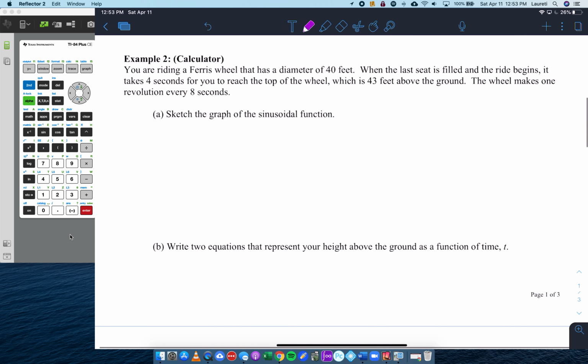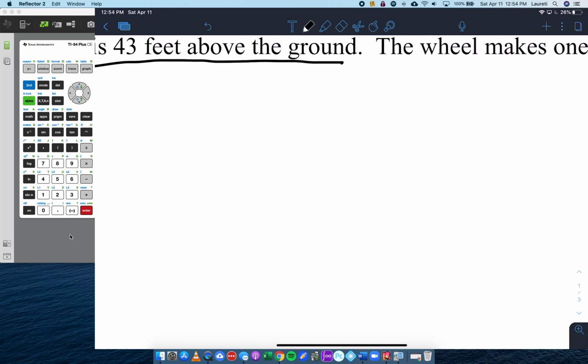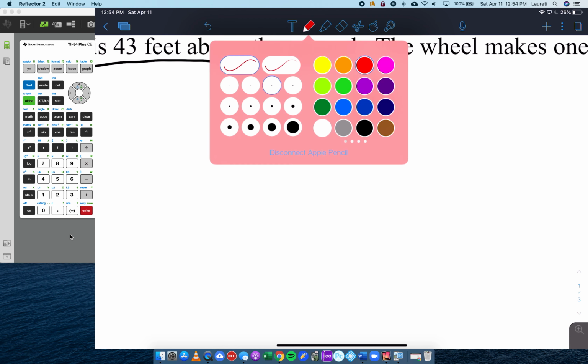All right, so for number 2, we're going to be using the calculator now. It says you're on a Ferris wheel that has a diameter of 40 feet. When the last seat is filled and the ride begins, it takes 4 seconds for you to reach the top of the wheel, which is 43 feet above the ground. The wheel makes 1 revolution every 8 seconds. So imagine you're on the Ferris wheel. Fancy Ferris wheel that I have. Now it says the top is 43 feet above the ground.